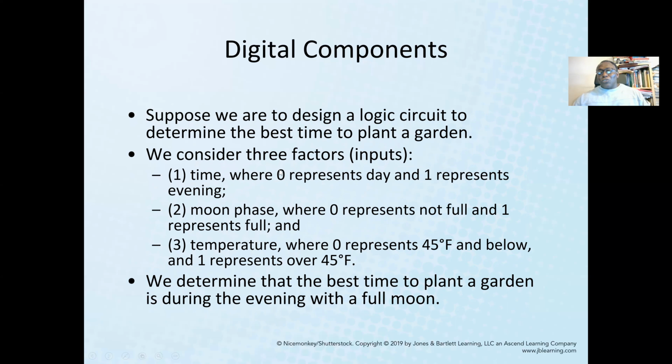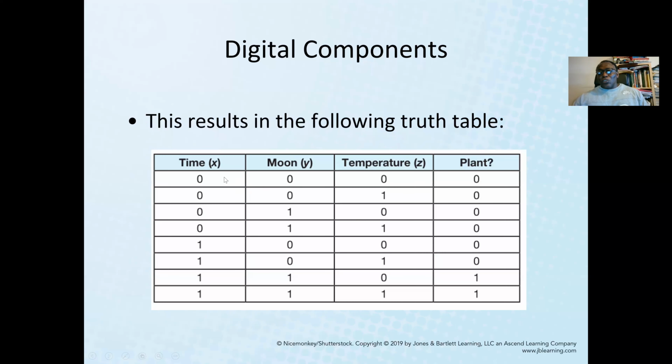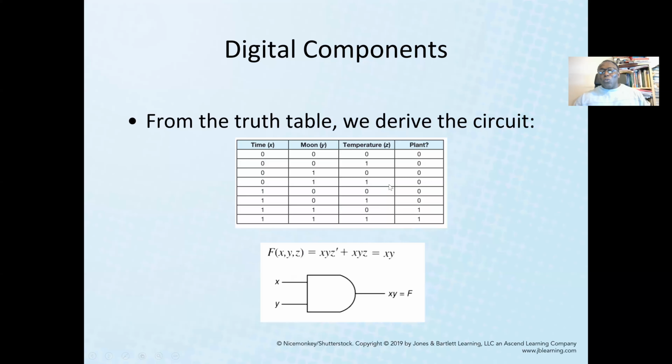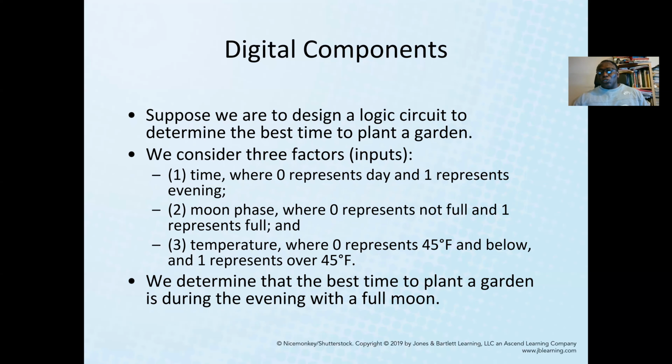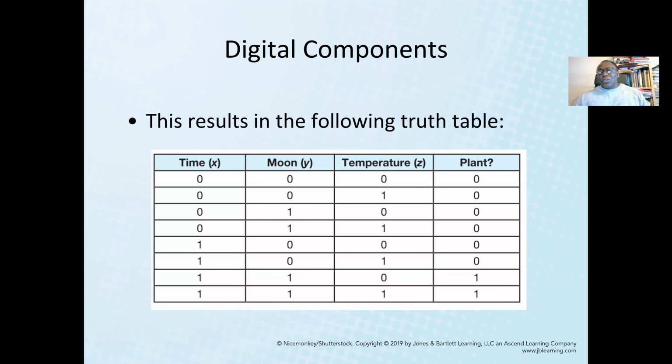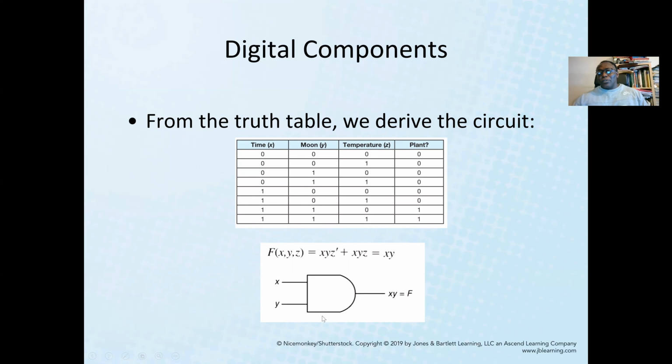Again, based on the condition given to us, we draw the truth table. So we can see 0, 0, 0 here. 0 represents 45 degrees and 1 represents over 45. So the temperature, and we know the time, the daytime and the evening time. Moon is not full, and full is 1, etc. So we have this combination based on the condition. Then we come up with this truth table. But we have a condition here. So this means we're going to design the circuit. So we came up with a circuit based on the truth table.